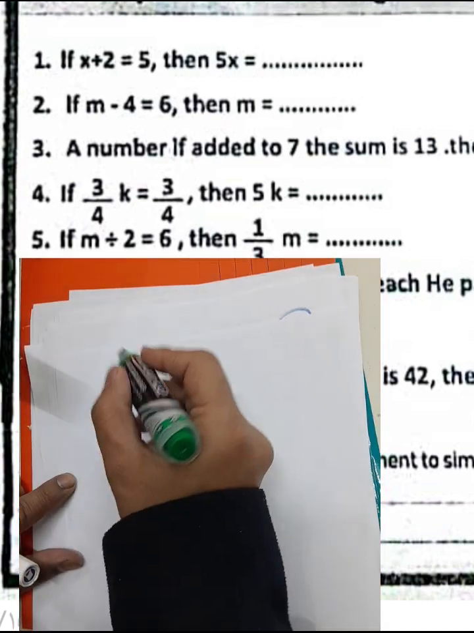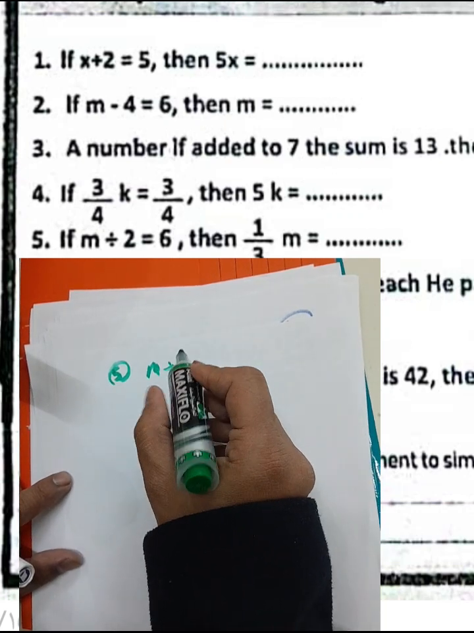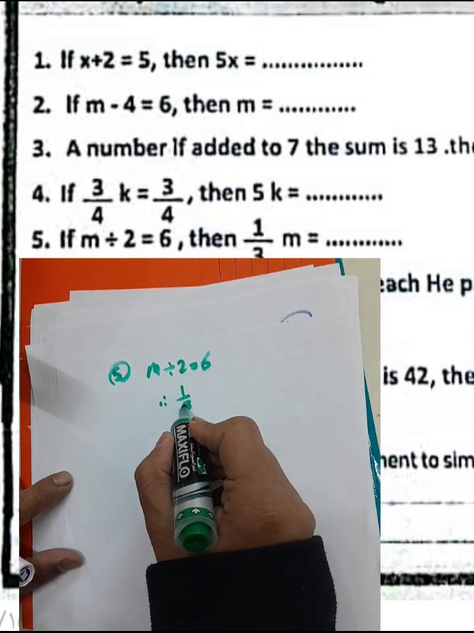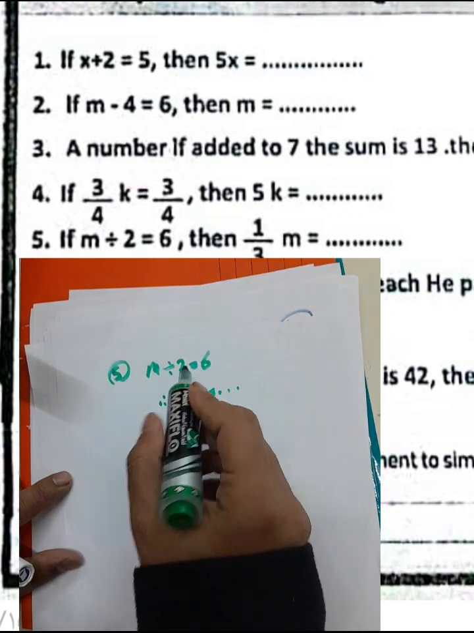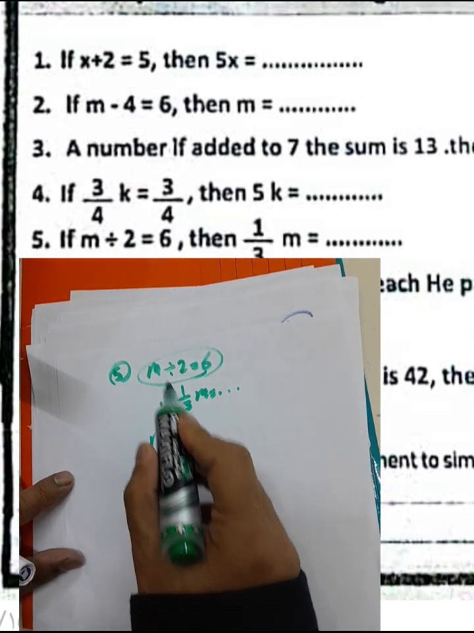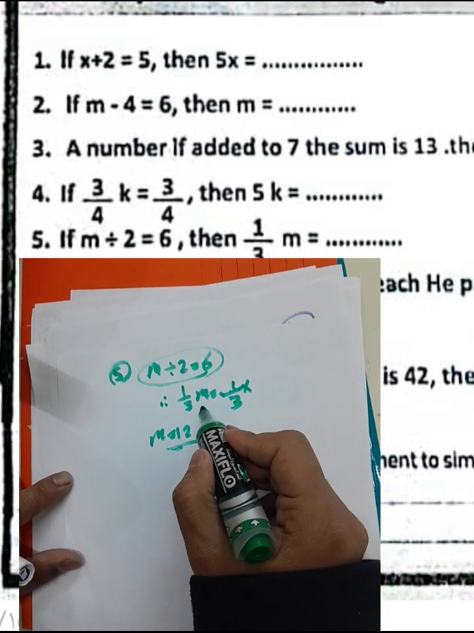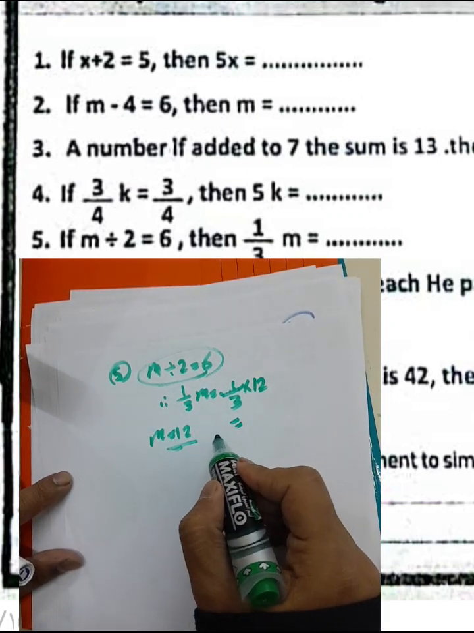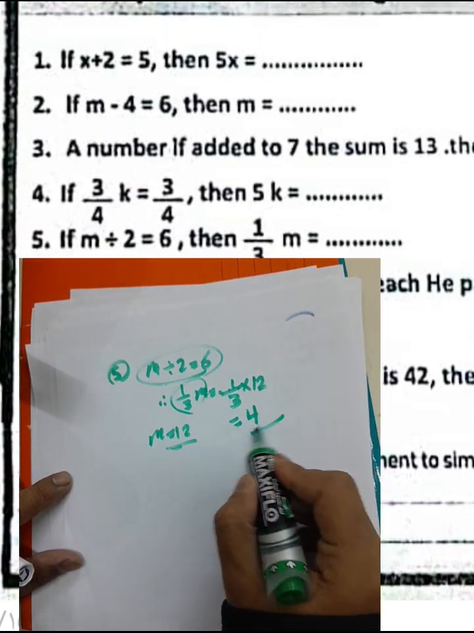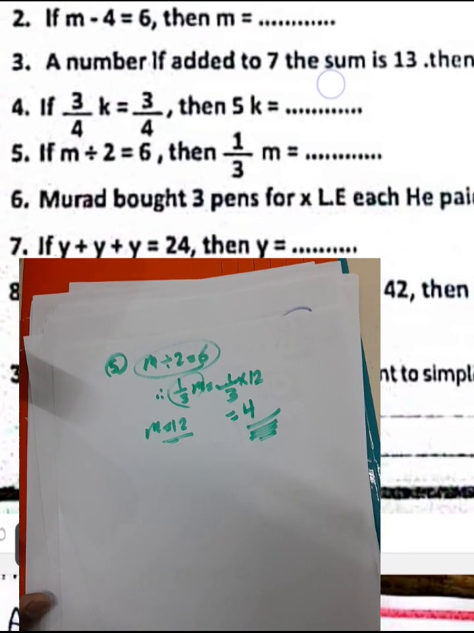Okay, question number 5. If m divided by 2 equals 6, then a third of m equals what? M divided by 2 equals 6, then m will be equal to 12, because 12 divided by 2 equals 6. And a third multiplied by the value of m, 12, a third times 12, will be 4. Then a third of m will be 4. The result here will be 4. Okay, write 4 here. Question 6.